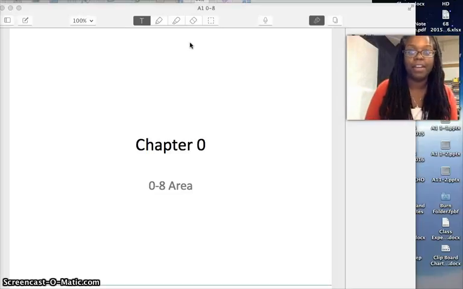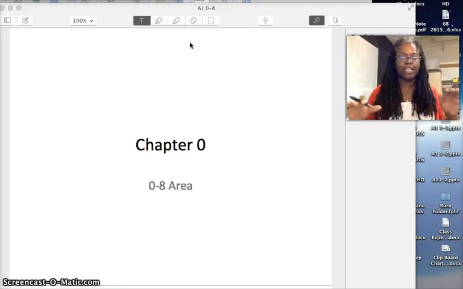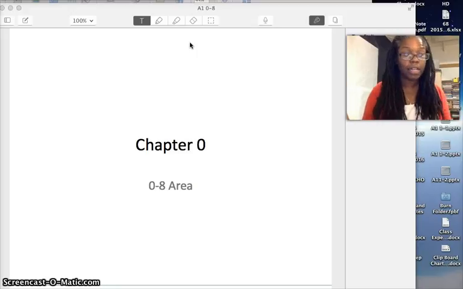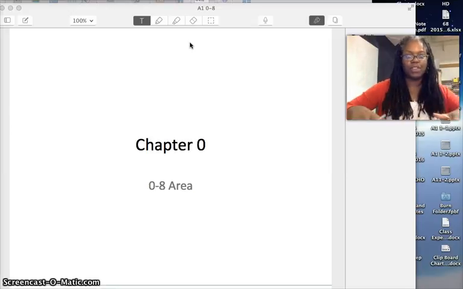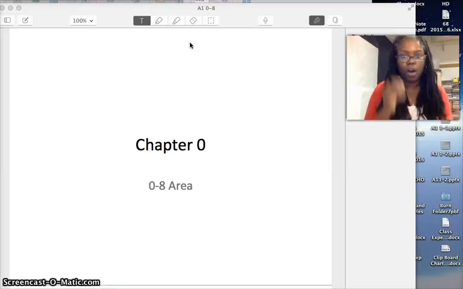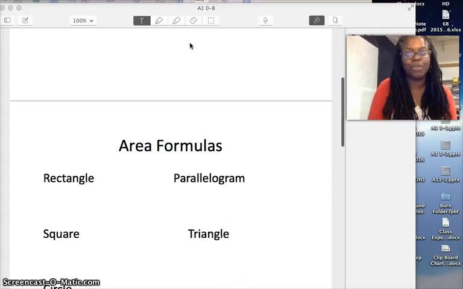We're going to talk about area. Area in general, I like to think about it like a rug. It's the space that is covered by a shape. So we're talking about a two-dimensional space, so we've got length and width oftentimes. All right, let's go ahead and get started.